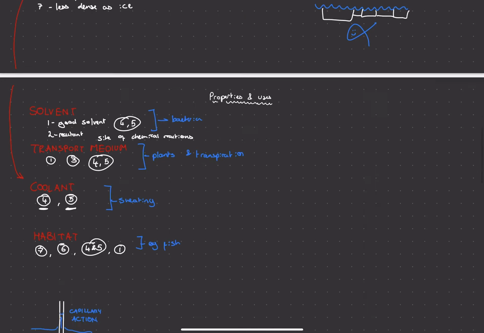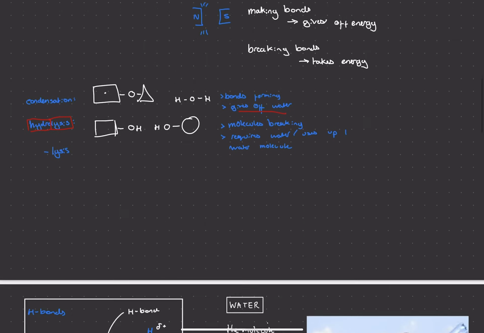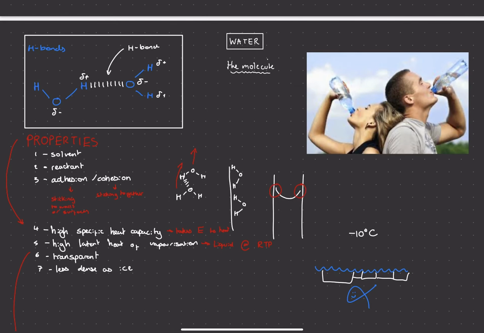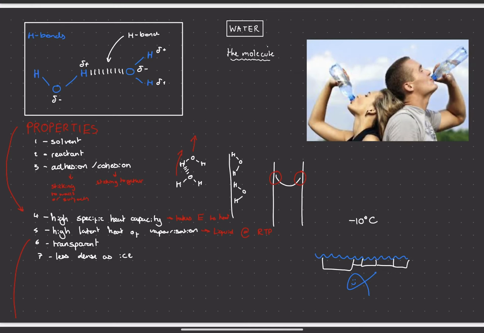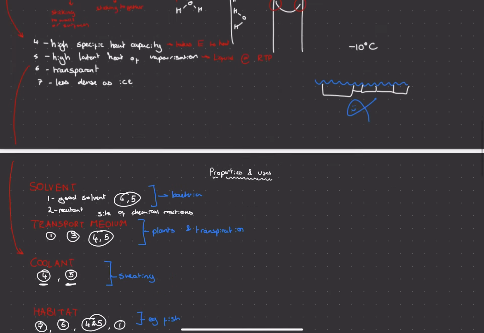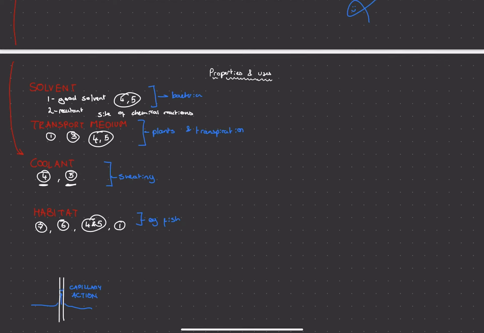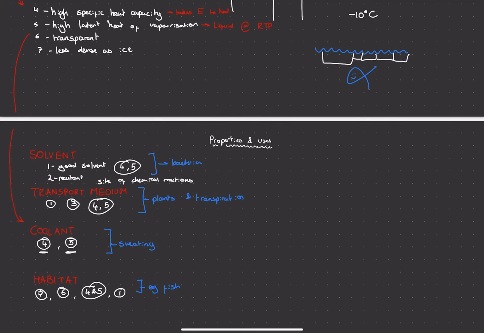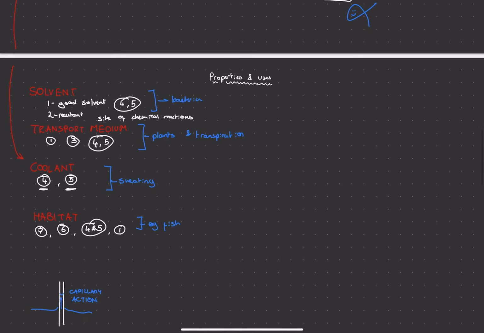And that's more or less all I have to talk about for water. So key things to remember with water. Water forms hydrogen bonds. The hydrogen bonds give it these 7 properties that we should really try to remember. And the 7 properties are useful for these 4 main uses in biological organisms, and you can think about which properties are useful for each of these uses.